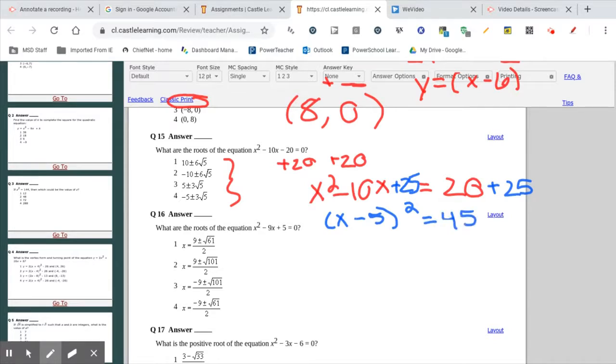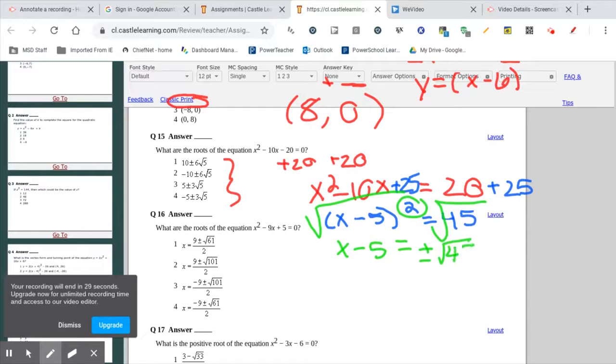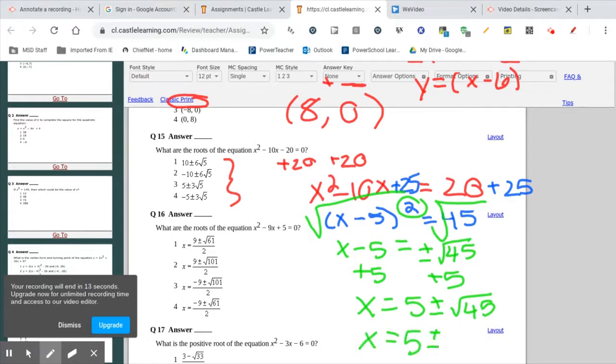Now we are solving, which means we want to get x by itself, so we're going to keep going. We need to undo this square. The opposite of squaring is square rooting. So we square root both sides. On the left, what's inside the parentheses drops out, so we have x minus 5 equals positive and negative square root of 45. We keep going, and we need to get the x by itself, so we add 5 to both sides. And we get x equals 5 plus or minus square root of 45. Now, if you simplify the square root of 45 on the side, you should get x equals 5 plus or minus 3 radical 5. And our answer is choice 3.